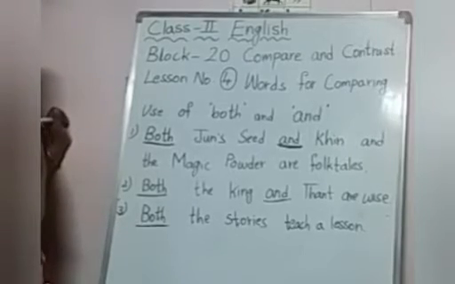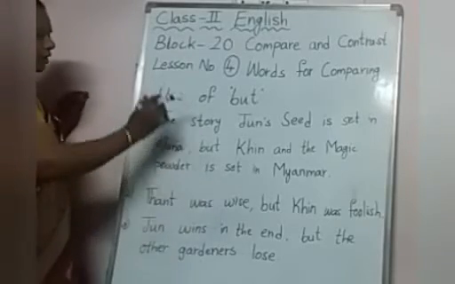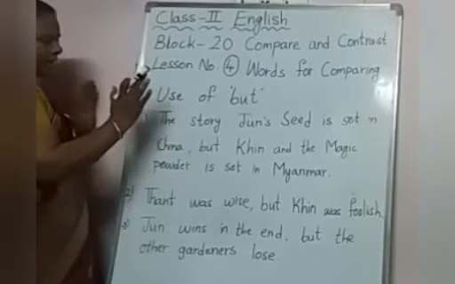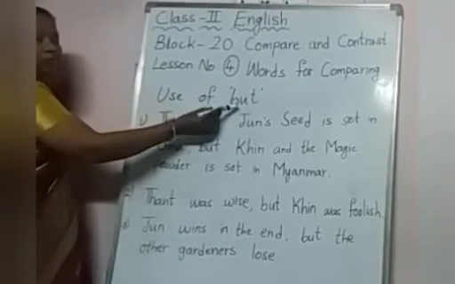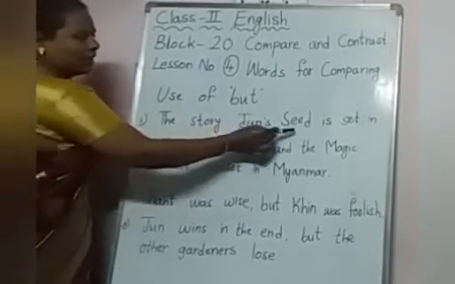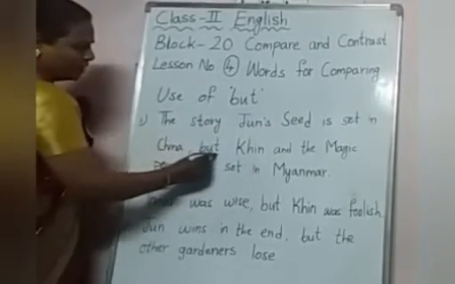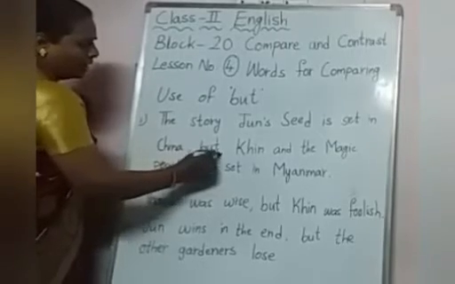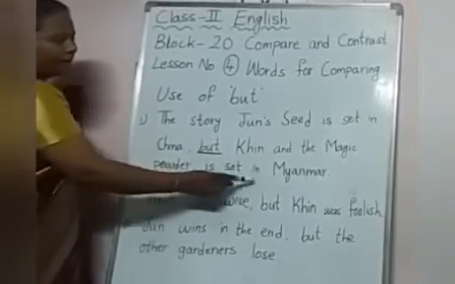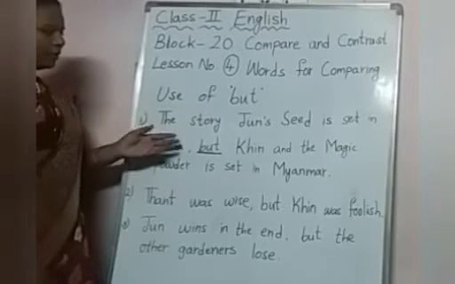Till here, clear, children? Use of but. I am showing you some sentences in which we are using the word but. Difference. When we are telling difference between two things, we use the word but. The story Jan's Seed is set in China. But, children, here but I am underlining. But Ken and the Magic Powder is set in Myanmar.